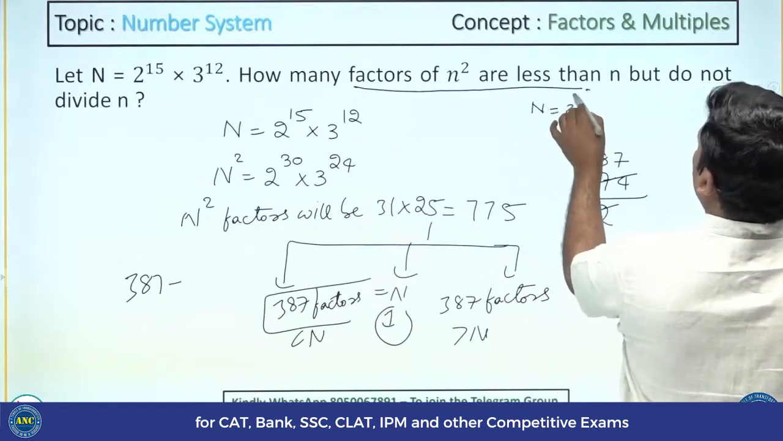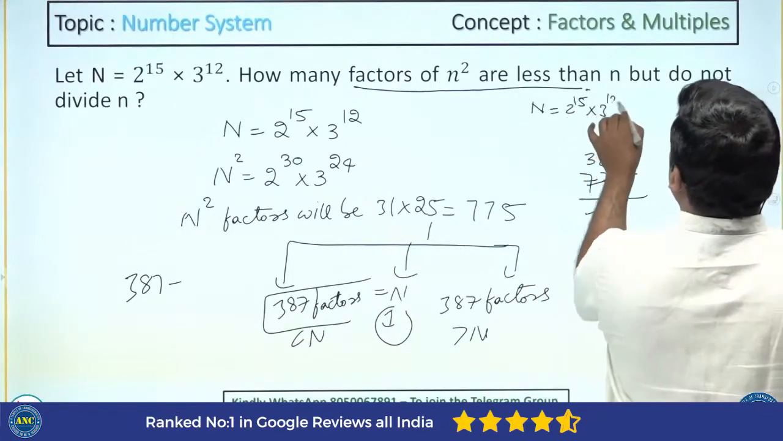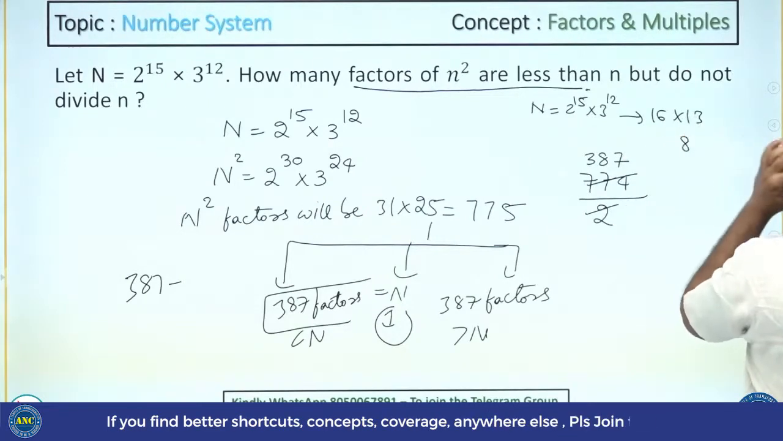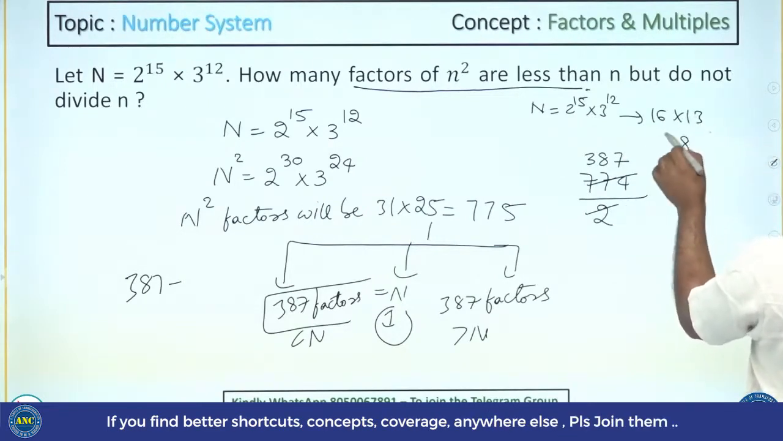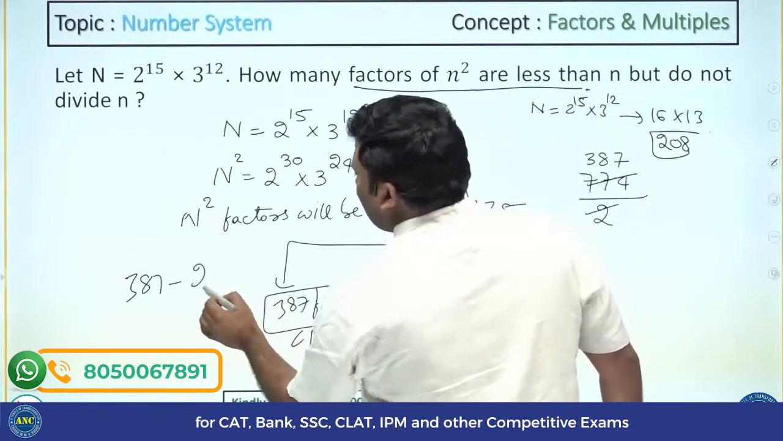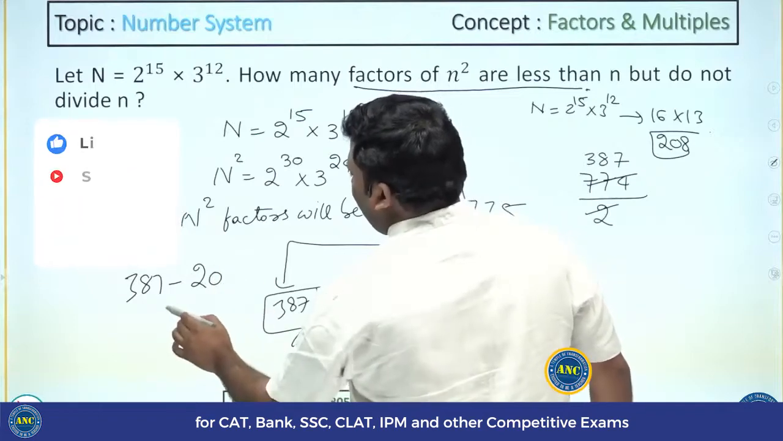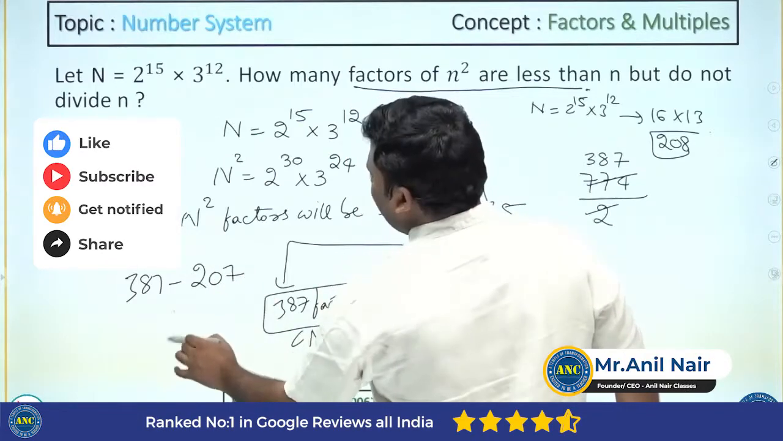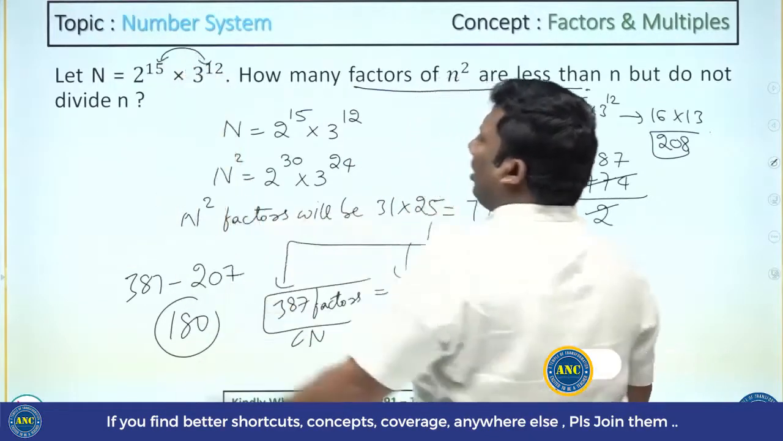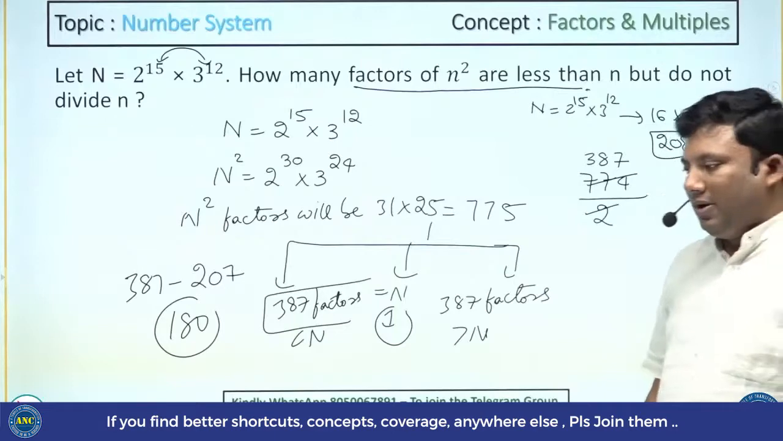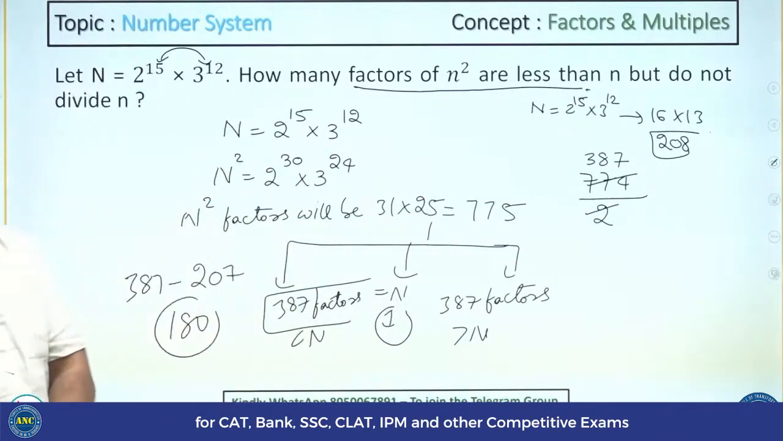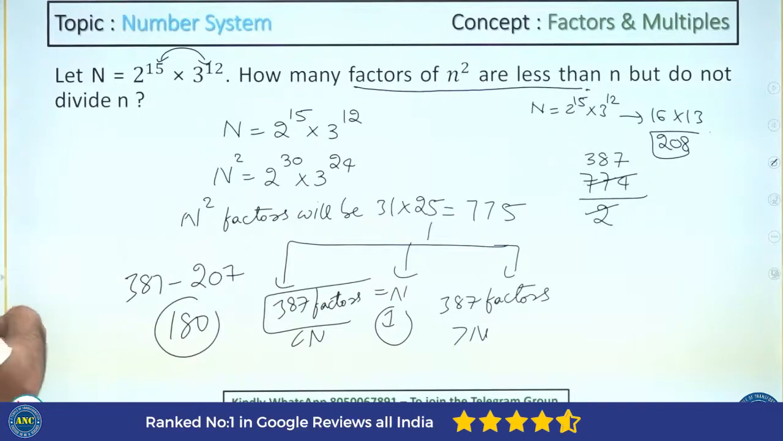N is 2 power 15 into 3 power 12. Factors will be 16 into 13. 13 sixes are 78, 208. One number will be the given number. Minus, 207. Answer is 180. 180 is nothing but the product of the 2 prime bases, A into B. I hope the idea is clear. Just multiply the power of the prime bases.